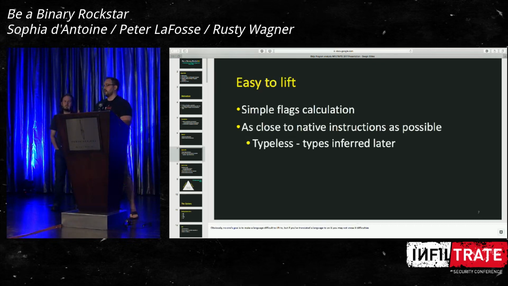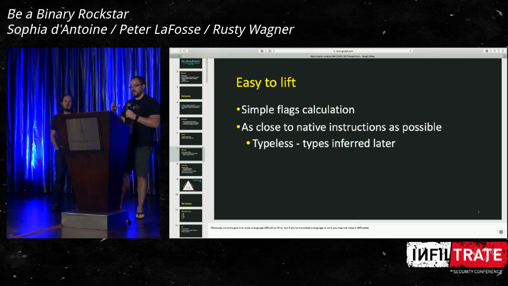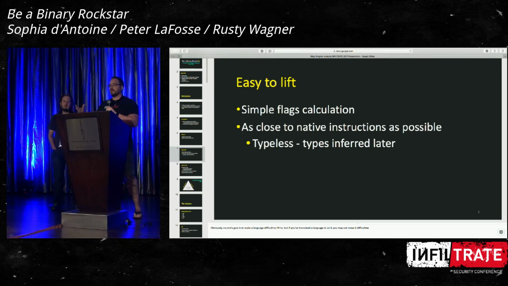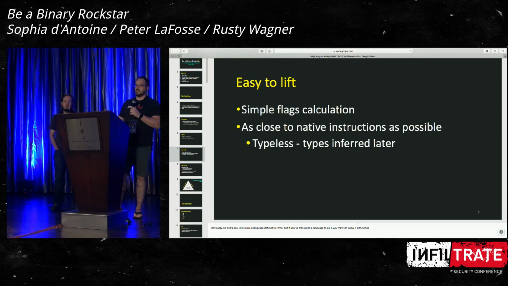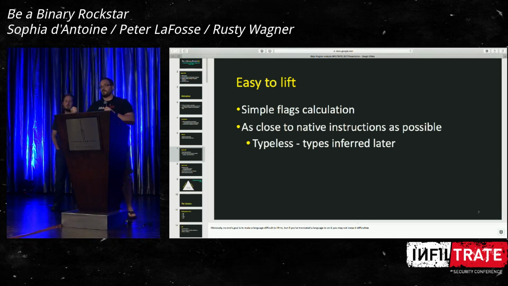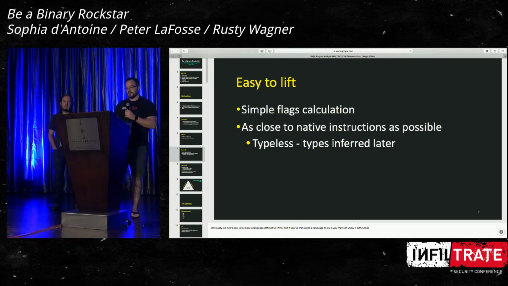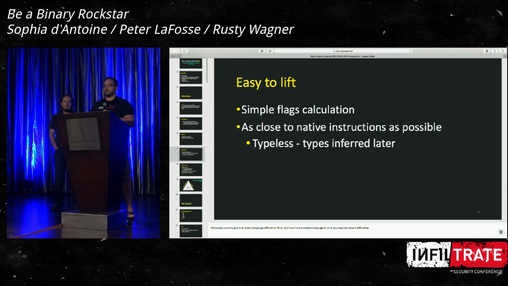When designing an intermediate language, you have a few competing things. One of our primary goals was that the intermediate language be something that is easy to lift to. You can easily translate it from an x86 or ARM instruction to an intermediate instruction. Now that means a few things. Anyone that's done this will tell you how difficult flags calculations are. They're a pain in the butt. So if you're going to design a language, you should take flags into account.